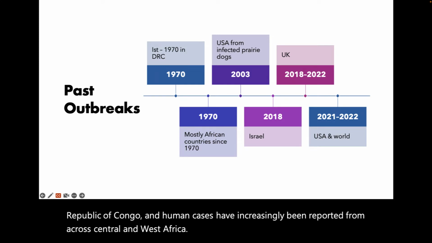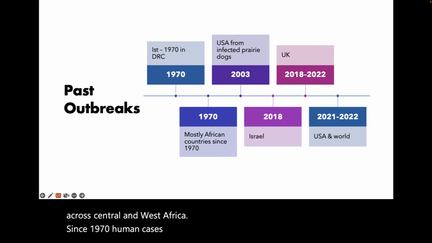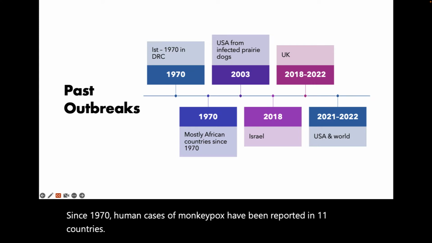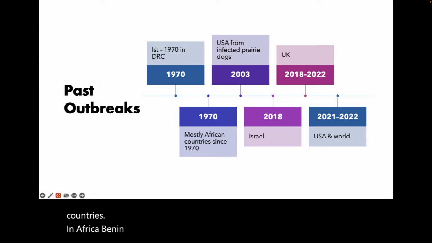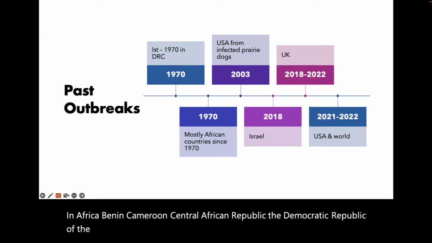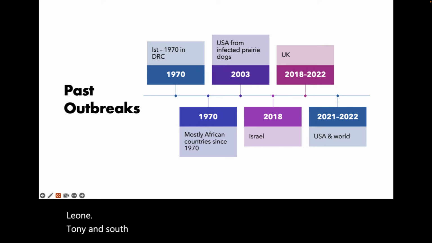Since 1970, human cases of monkeypox have been reported in 11 countries in Africa: Benin, Cameroon, Central African Republic, the Democratic Republic of the Congo, Gabon, the Ivory Coast, Liberia, Nigeria, Sierra Leone, and South Sudan. The true burden of monkeypox is not known.